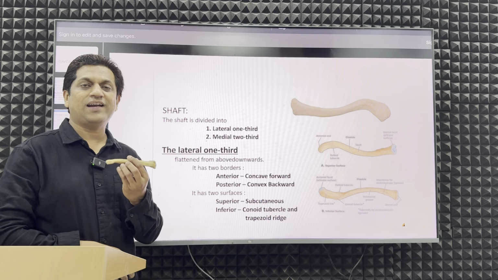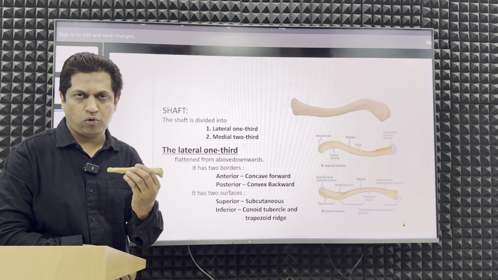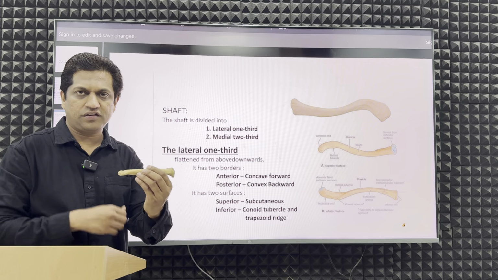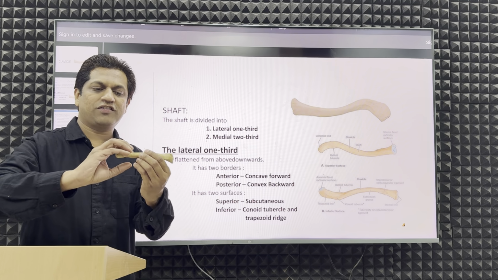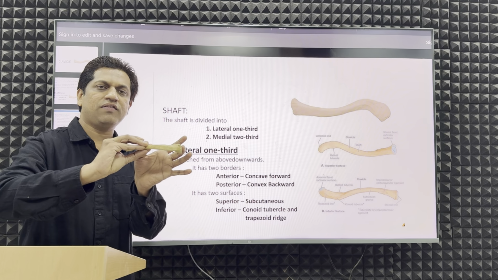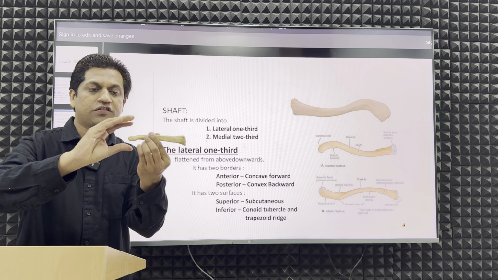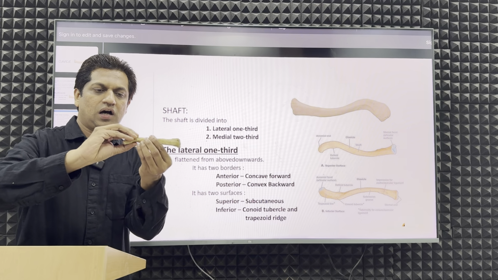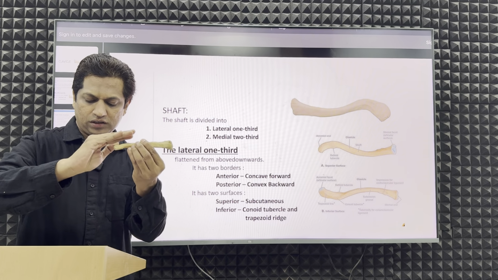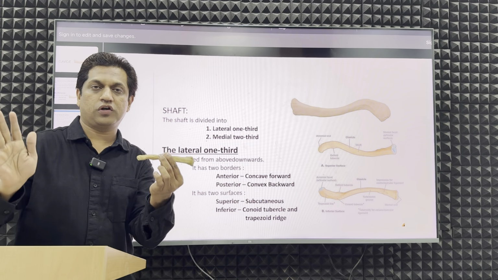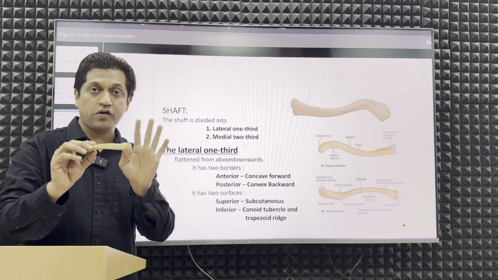After knowing that, let us discuss some details about this bone. As we have discussed, the shaft has two parts, the lateral 1/3 and the medial 2/3. First we will discuss the lateral 1/3. This lateral 1/3 has two borders and two surfaces. We are discussing the shaft, and now we are discussing the details.